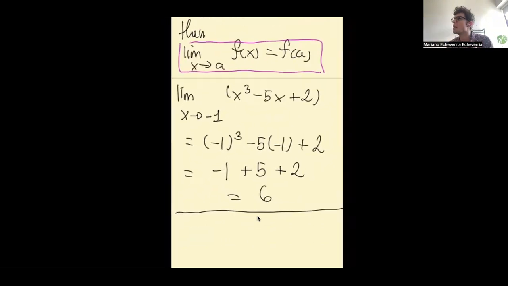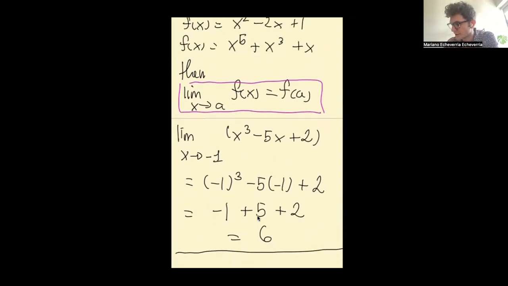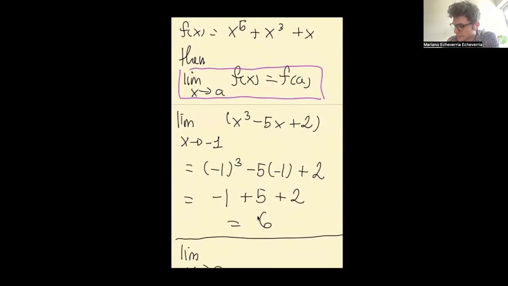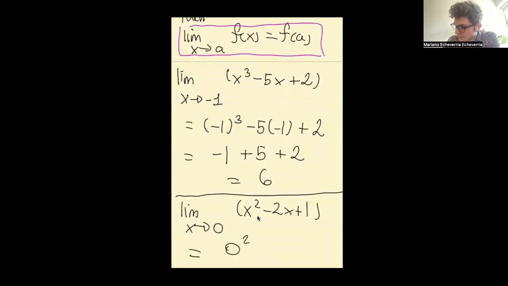A more practical way to think about this is that for this polynomial, or this expression, you don't have any of these weird zero divided by zero situations. So it is really just plugging in. Or to take one of the others, if I gave you the limit as x approaches zero of x squared minus 2x plus 1, that is just 0 squared minus 2 times 0 plus 1, and that's just 1.